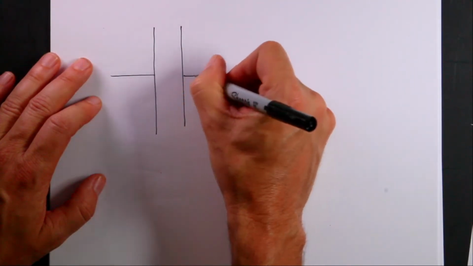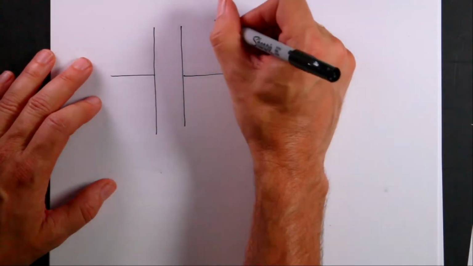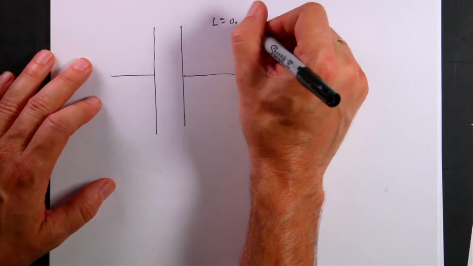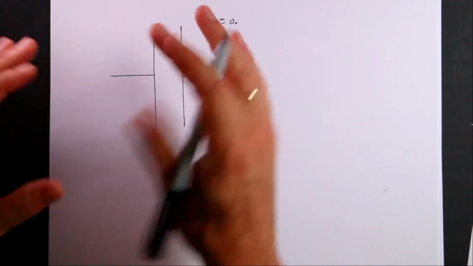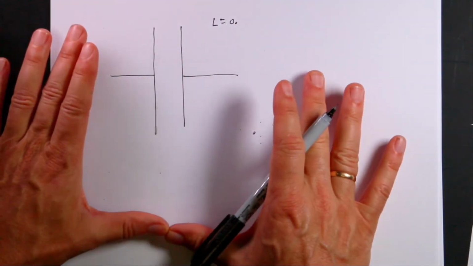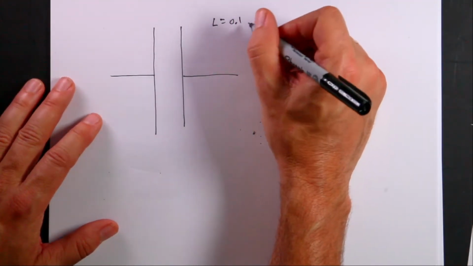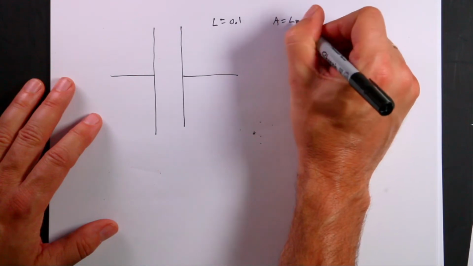So here's my plates. I need to have actual size. Let's say these are squares, where L equals... I'm trying to think like that big. Let's say they're 10 centimeters long, 0.1 meters. So the area would be L squared.